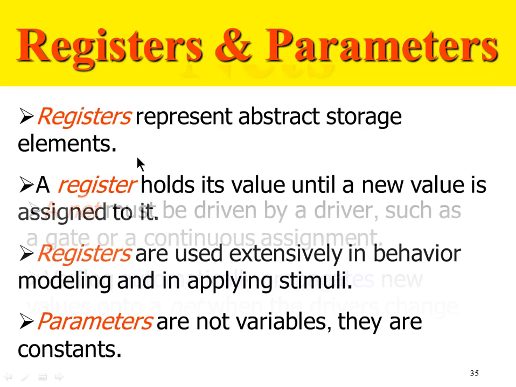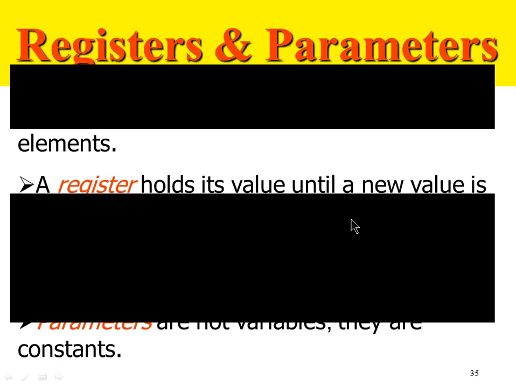Registers, on the other hand, represent storage elements. So you can store a particular value till a new value is assigned to it, and you can overwrite registers. In case you want to declare constants, those are called parameters in Verilog. You declare the constant or parameter once, and it will not change its value. So that is like a constant.